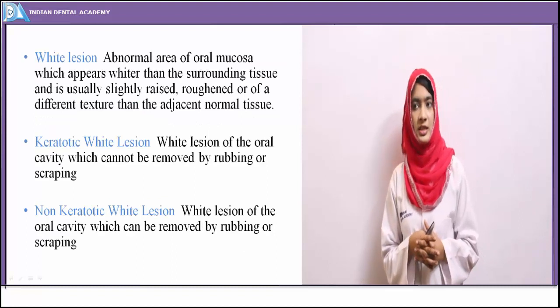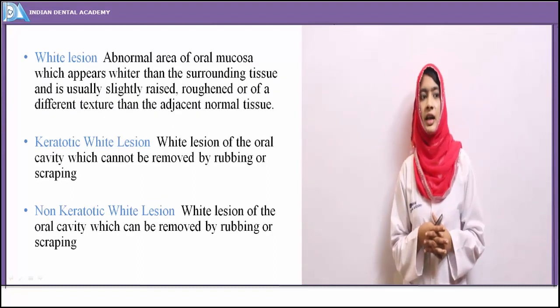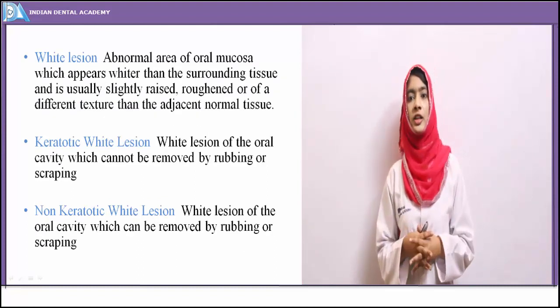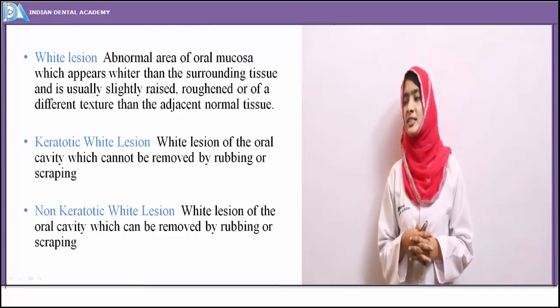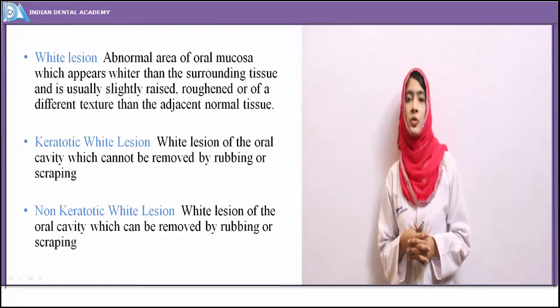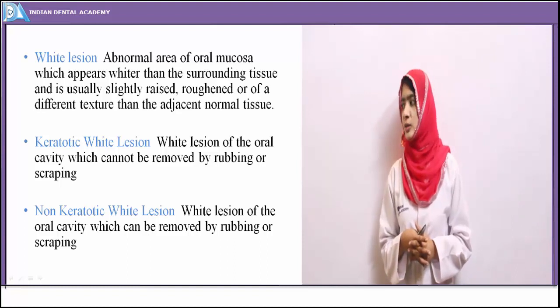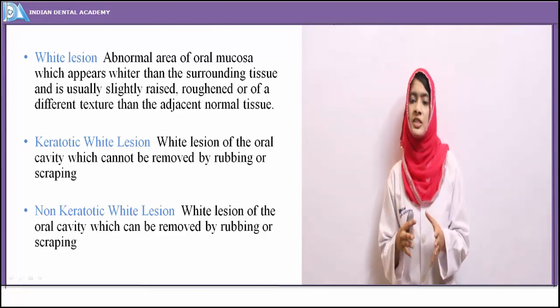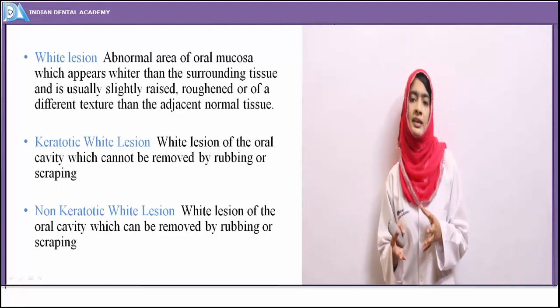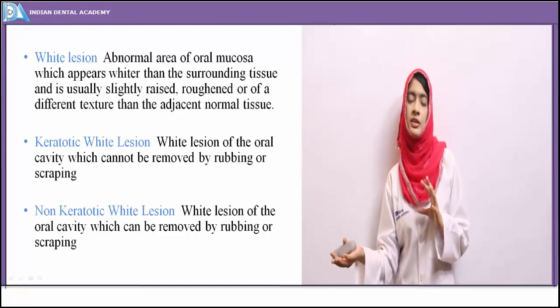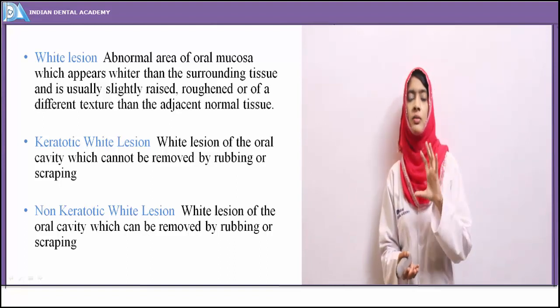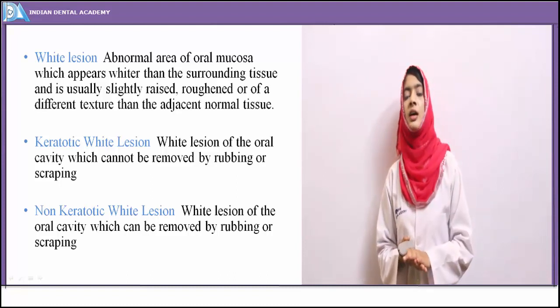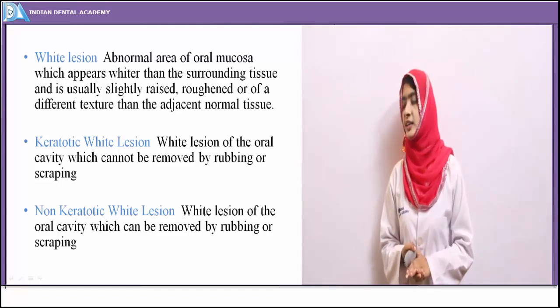Normally the lesions we see in the oral cavity are either red or white in color. So what are the white lesions of the oral cavity? White lesions denote an abnormal area of oral mucosa which appears whiter than the surrounding mucosa, and sometimes the surface may be raised or roughened, or there will be some difference between the white area and the normal surrounding mucosa. So the term white lesion is used for that abnormal area which is whiter in color.